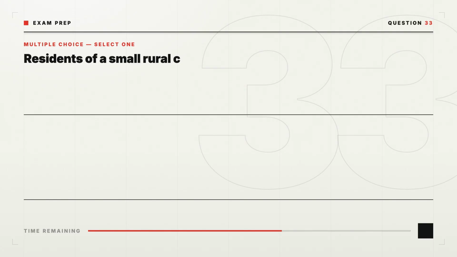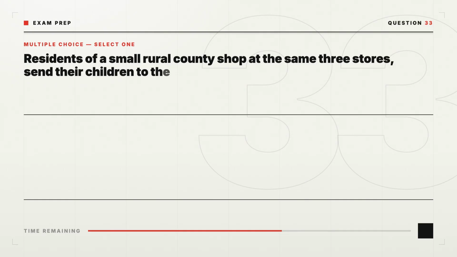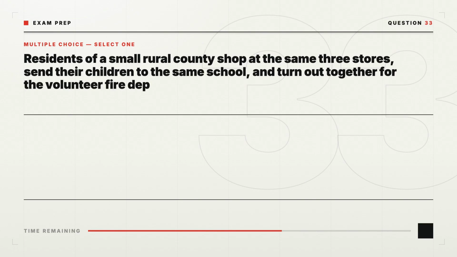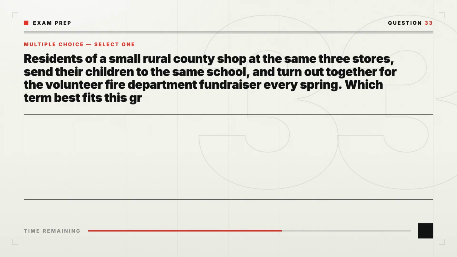Question 33. Residents of a small rural county shop at the same 3 stores, send their children to the same school, and turn out together for the volunteer fire department fundraiser every spring. Which term best fits this group and on what basis?